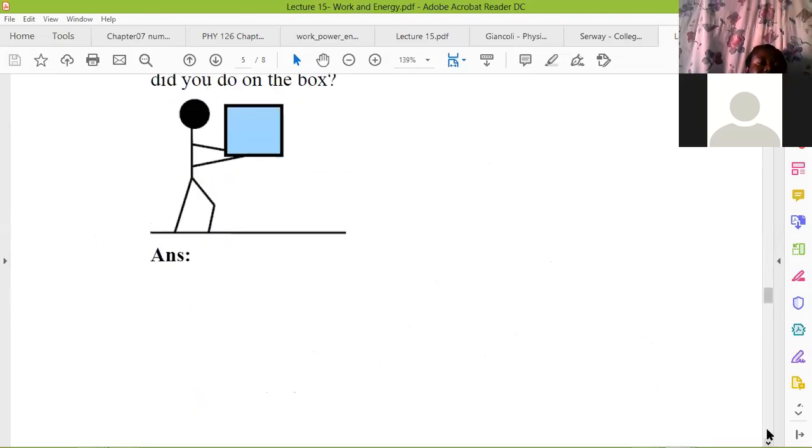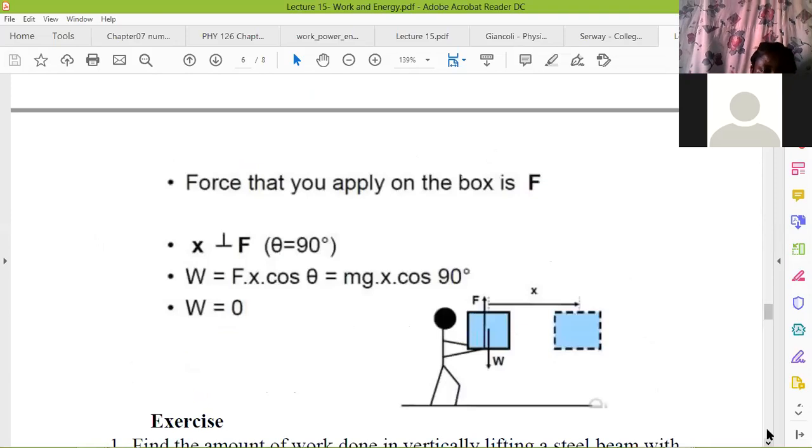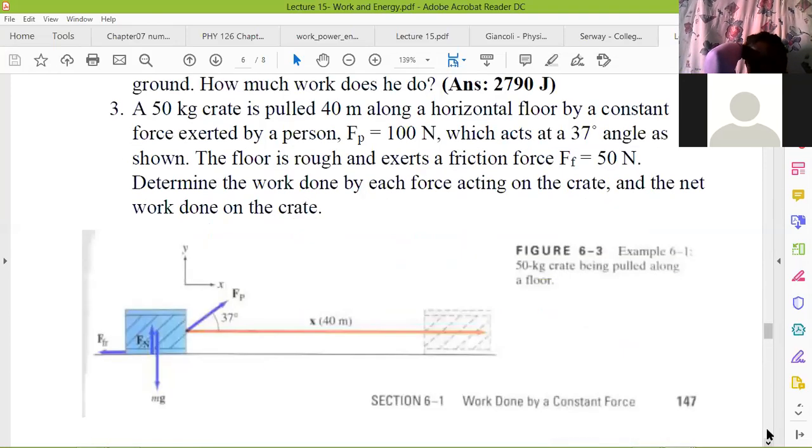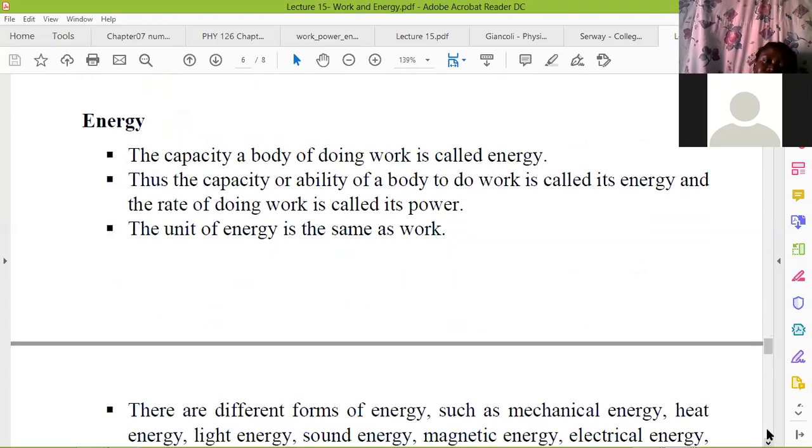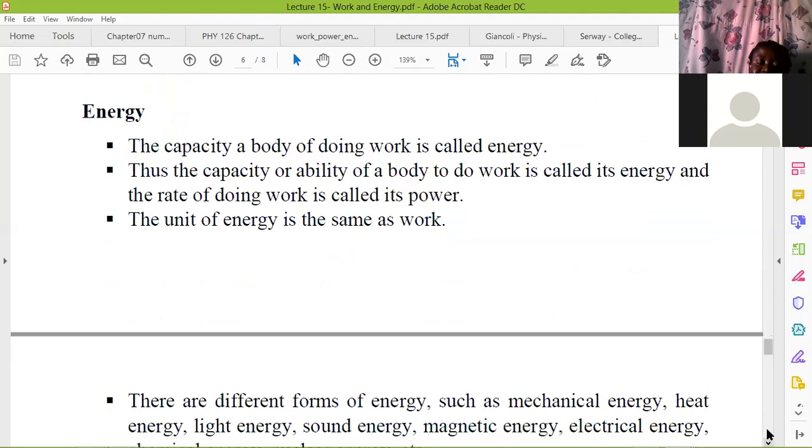Okay, so we have talked about the work. Now we are going to look at energy. So what is really energy? We are always talking of energy. Energy is the capacity, or the ability, to do work. The ability of a body to do work is what is called energy. The unit of energy is the same as the unit of work, which is also joules.